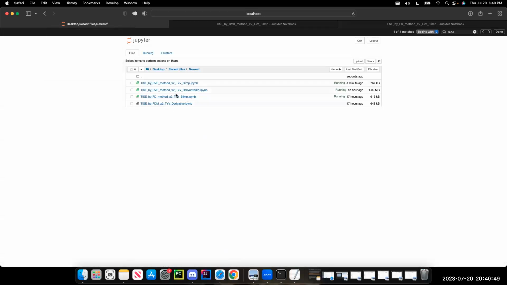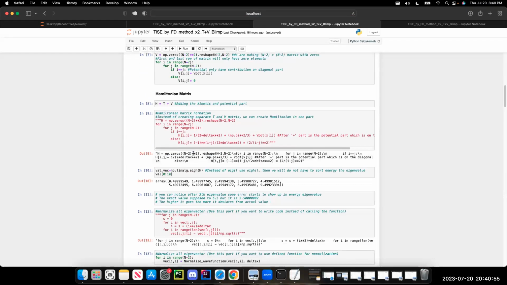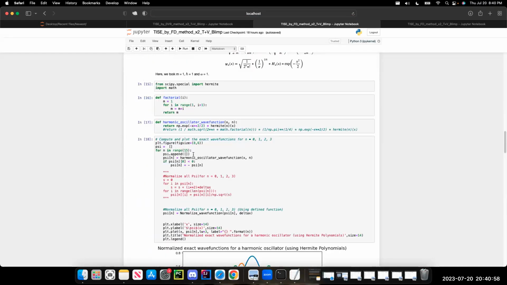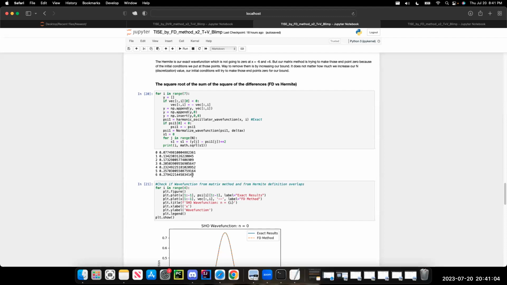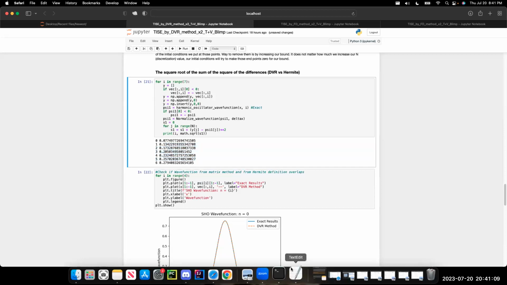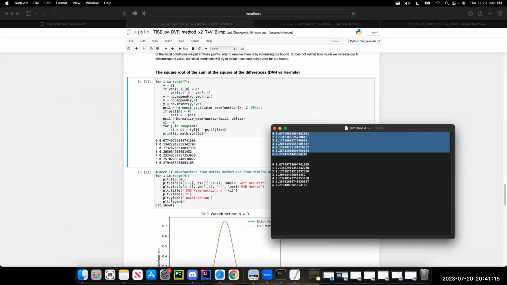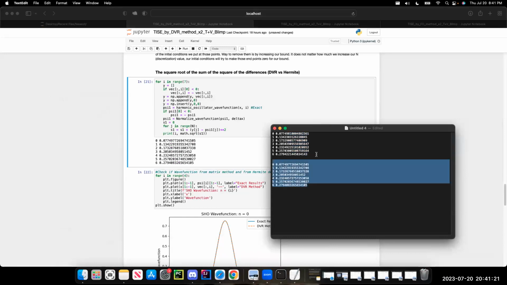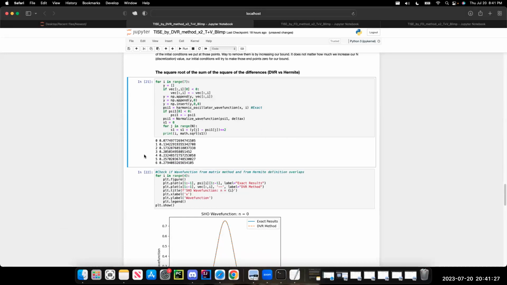And this observation that we made here is true even if we look at the finite difference method, where we have virtually what we had with the DVR. And we've also looked at the square root of the sum of the square differences. We can do a side-by-side comparison of these numbers, right? So this is the finite difference and this is the DVR here. Now these numbers are different, just a little bit further out here. But nonetheless, they both are very, very close to zero.